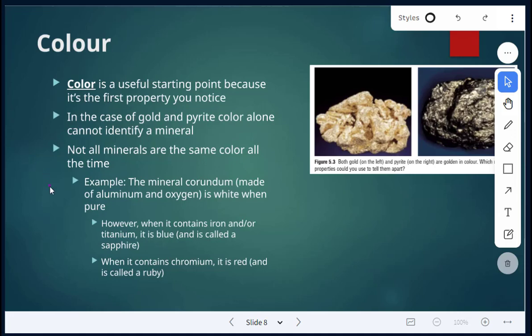For example, the mineral corundum, it's made up of aluminum and oxygen. It's white when pure, but when it contains some iron and titanium, it becomes blue, then it's called a sapphire. When it contains some chromium, it's red, and then it's called a ruby.